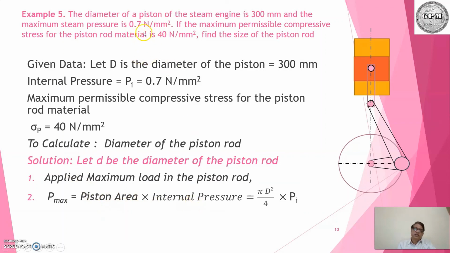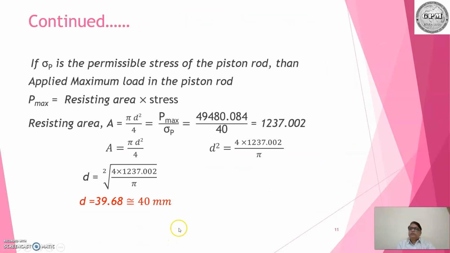As I just explained, pi D square by 4 into the internal pressure. Again you see this must be in millimeter square and this must be Newton per mm square. That you should check when we are using it. By using that, 300 square, it is not 3002, it is 300 square. Pi into 300 square divided by 4 into 0.7. What you get is the force.